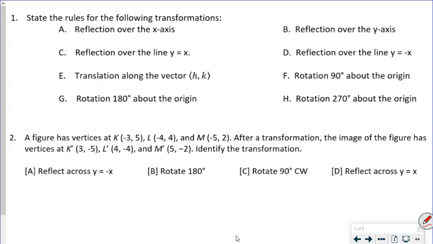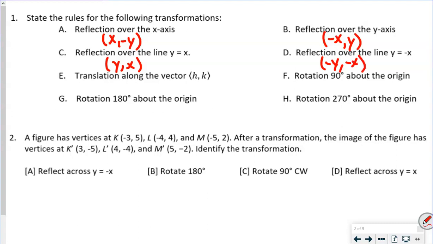So if it's a reflection over the x-axis, then the sign of y changes. So it's going to be x comma negative y. Reflection over the y-axis, the sign of x changes, negative x comma y. Reflection over the line y equals x, they switch positions, so it's going to be y, x. And when it's reflection over the line y equals negative x, they switch and change signs. So it's going to be negative y comma negative x.